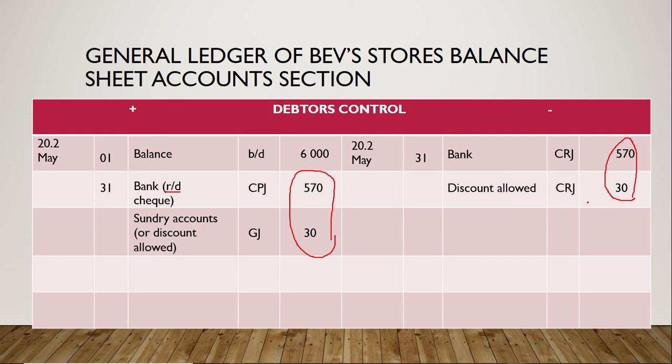Okay, this is what we had in the CRJ. When a debtor pays us, it will be in the CRJ and it will decrease your debtors control on the credit side. However, in this case, guys, the debtor actually did not have money in their bank account. So we have to reverse it. Because we decreased by 600, we have to increase it again by 600. The 600 being split between the check and the discount allowed.